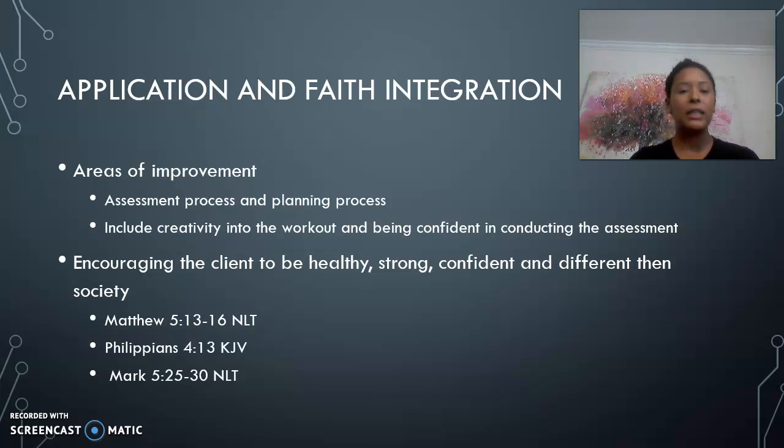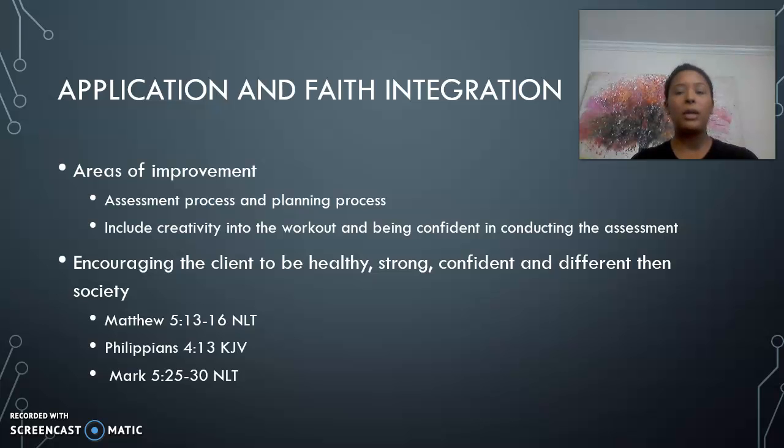Now, when reflecting on the entire process of creating the fitness program, assessing the client, making adjustments to his techniques, and the overall process as a whole, I was able to take different parts of the process and relate that to my faith and things that God says of how we are.